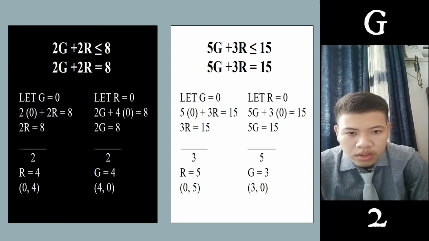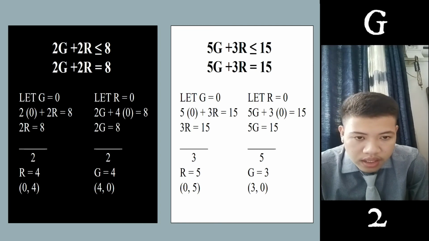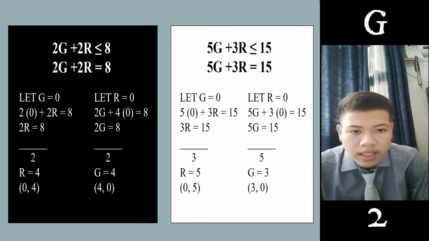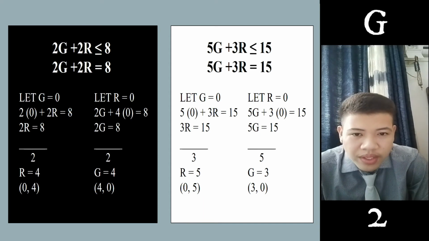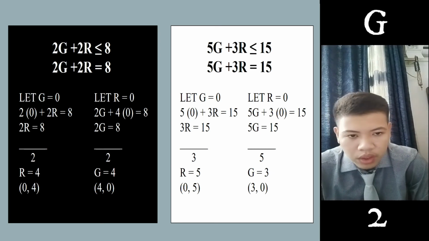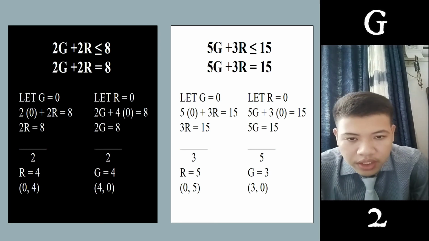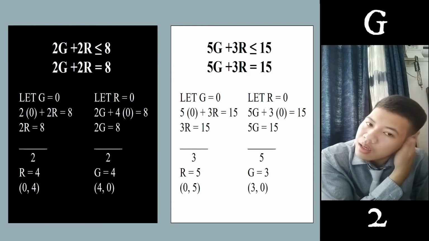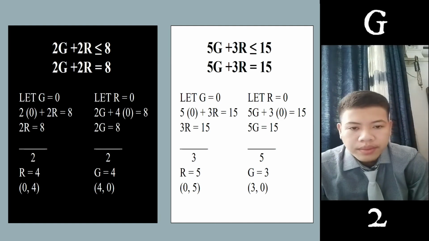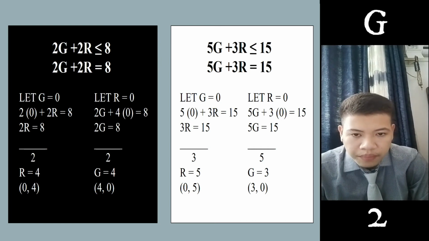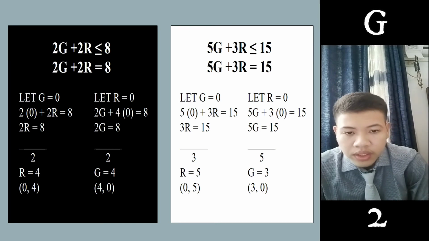Next, we must use the constraint of 5g plus 3r less than or equal to 15, or 5g plus 3r equals 15. So first, in finding the coordinate of r, we must let g be 0. It will become 5(0) plus 3r is equal to 15. Then it will become 3r is equal to 15. To cancel the 3, you must divide both sides by 3. It will become r is equal to 15 over 3, and then the answer will be r equals 5.